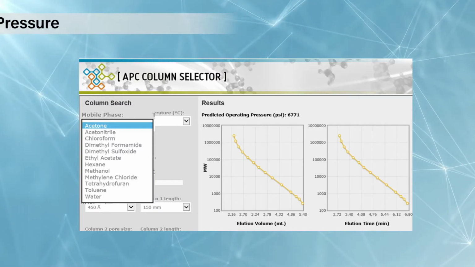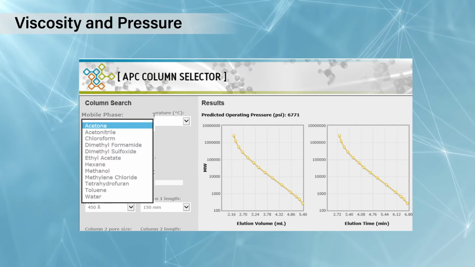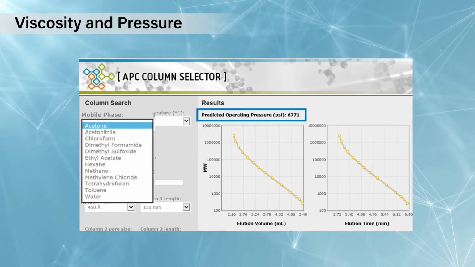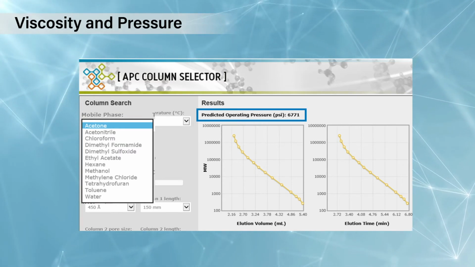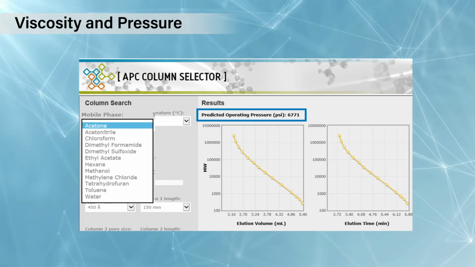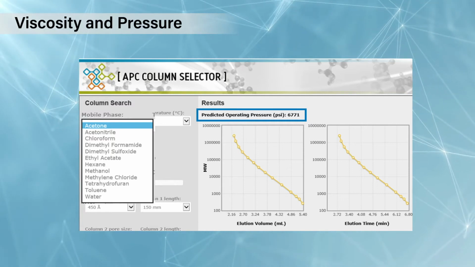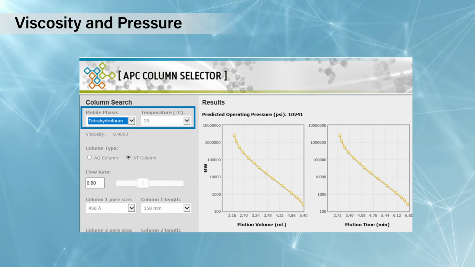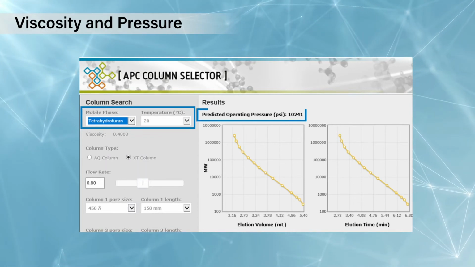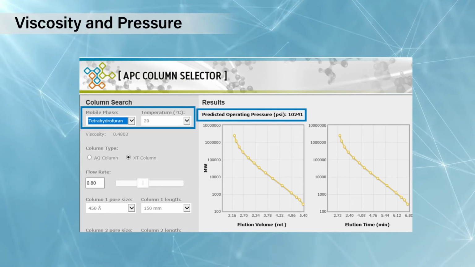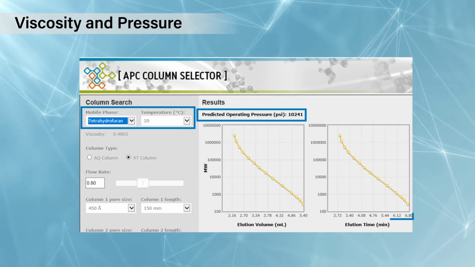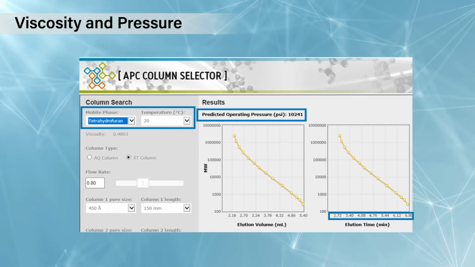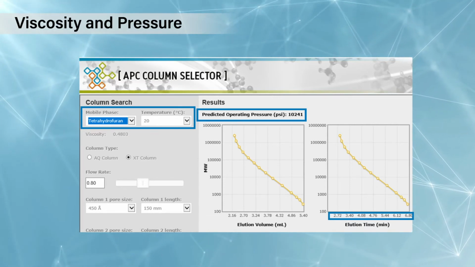So what we can do is go back to our APC column selector tool, and at the moment it was in acetone at 20 degrees, and you can see you have a particular pressure of 6.7 thousand psi. So we can now change it to a different solvent. THF is a very common solvent for polymer analysis, and you can see the pressure has changed, so it's now gone up to over 10,000. And also it should be noted that the elution time is 6.8 minutes.